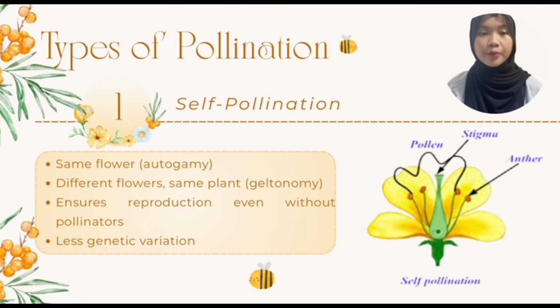Self-pollination occurs when pollen is transferred within the same flower, known as autogamy. Meanwhile, cross-pollination is between different flowers on the same plant, known as geitonogamy. This type of pollination ensures reproduction even when pollinators are absent. However, it produces less genetic variation, which may reduce adaptability to environmental changes. Examples of self-pollinated plants include peas, beans, wheat, and rice.